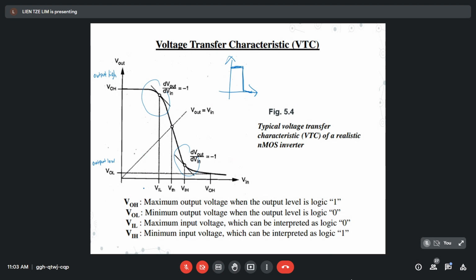And then VIL, this is for the input. Input low.